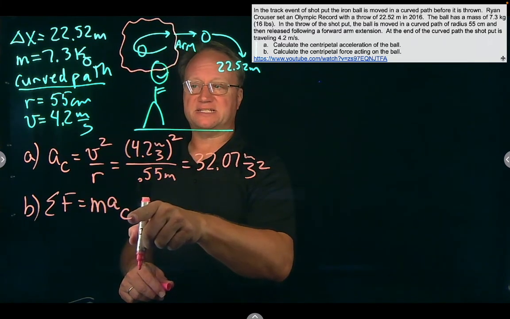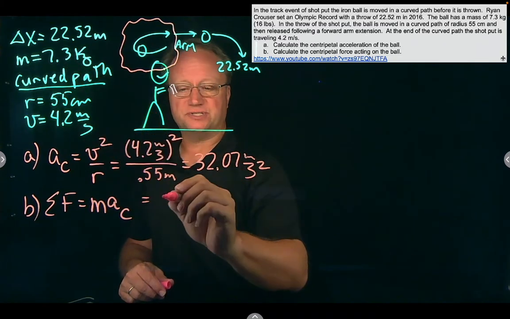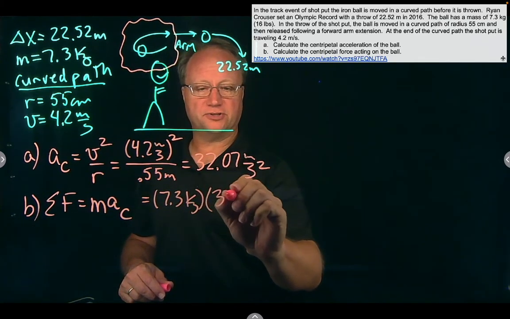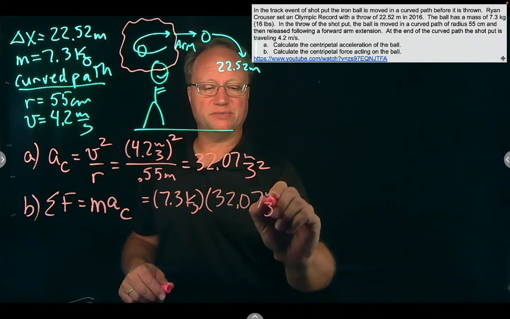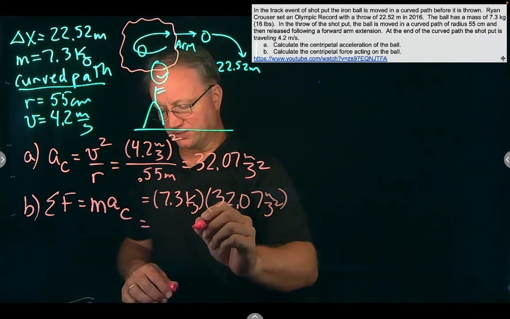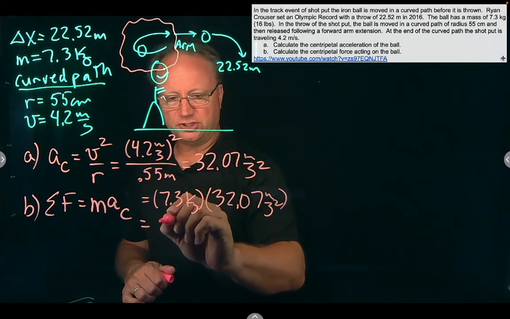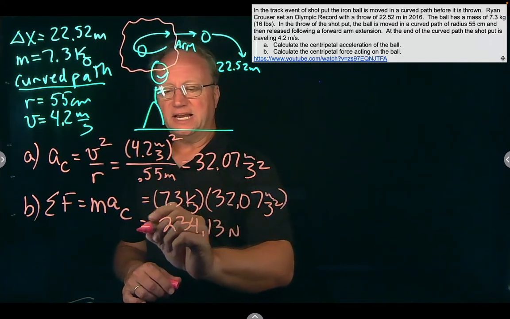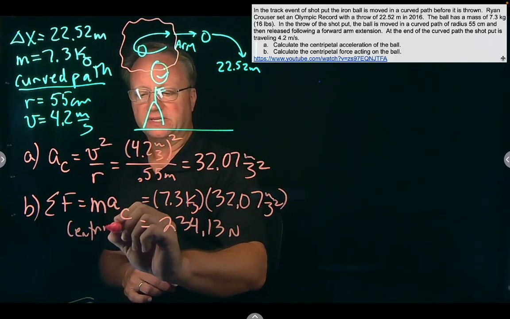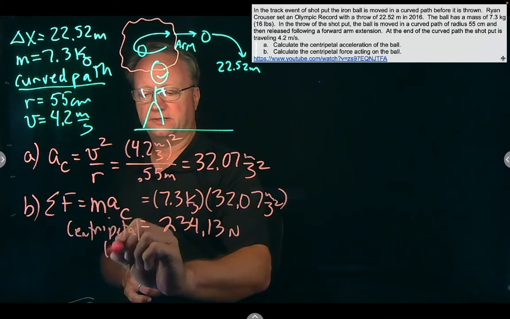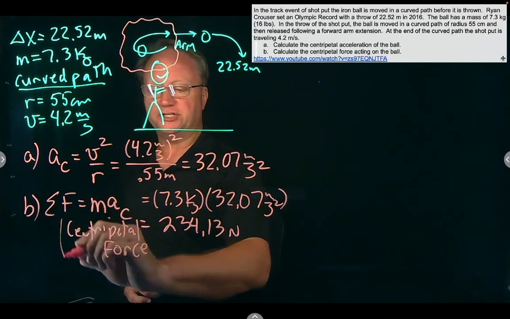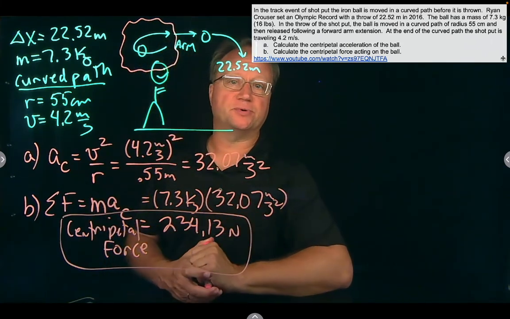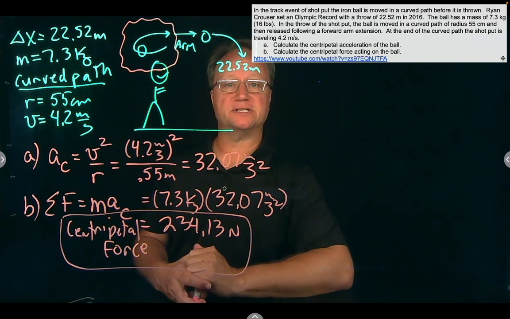Net force is equal to mass times centripetal acceleration. Our mass was 7.3 kilograms times the centripetal acceleration, 32.07 meters per second squared. Multiply those together, we get 234.13 newtons, and that would be your centripetal force value. Again, the change in the motion that is occurring due to these extra newtons is not a speeding up or slowing down. It is a directional change acceleration.